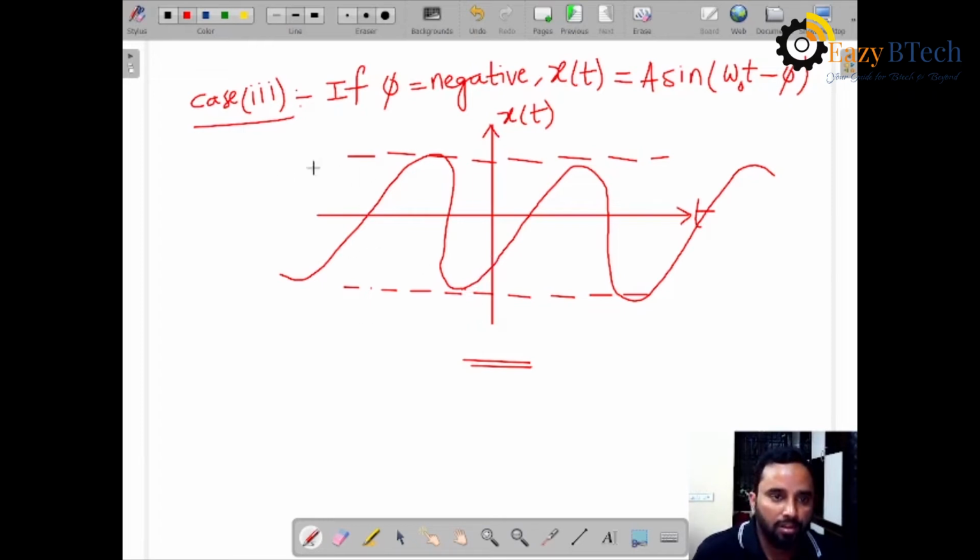For example, if you want to draw, here I am taking a value 3 sine omega naught t minus phi. So what is the peak amplitude here? Positive peak is plus 3, negative peak is minus 3. This is the waveform of 3 sine omega naught t minus phi.